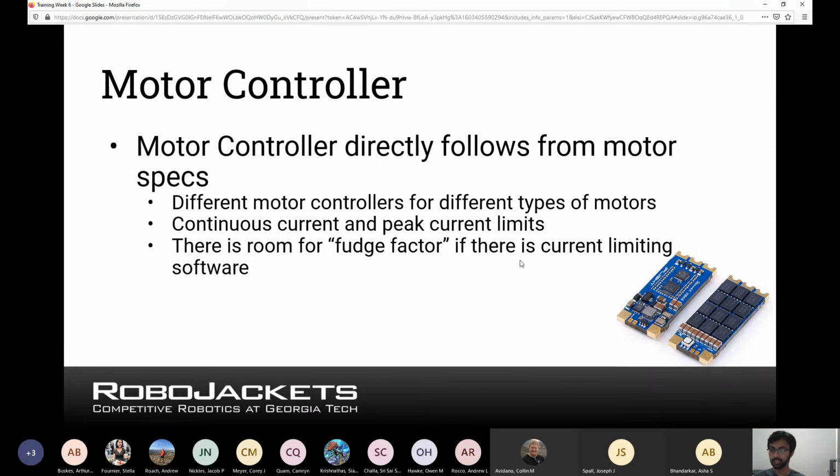And if your motor controller has some current limiting software, you actually have, we call it a fudge factor, the ability to let your motor have the potential to draw more current than the motor controller can handle, because the motor controller is intelligent and it'll know not to put out so much current that it'll break itself.